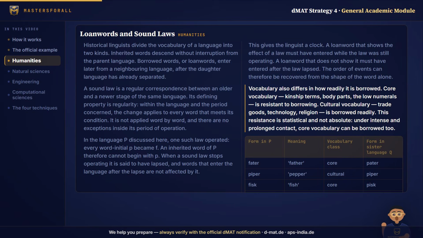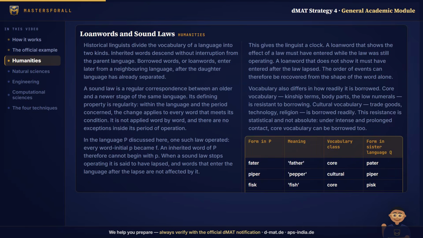Paragraph 5 decides the hardest 2. Core vocabulary, kinship, body parts, low numbers, resists borrowing. Cultural vocabulary is borrowed easily. Then the sentence people skim past. That resistance is statistical and not absolute. Under intense contact, core vocabulary can be borrowed too. And the table: Fater and Pater, Piper and Piper, Fisk and Pisk, Pund and Pund.